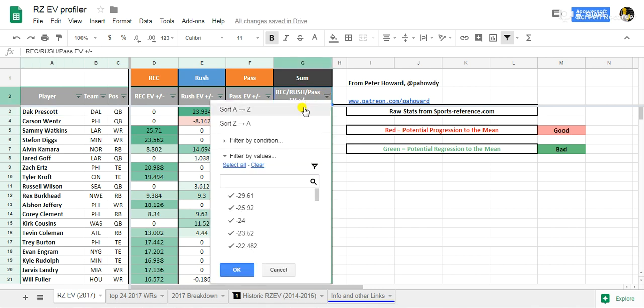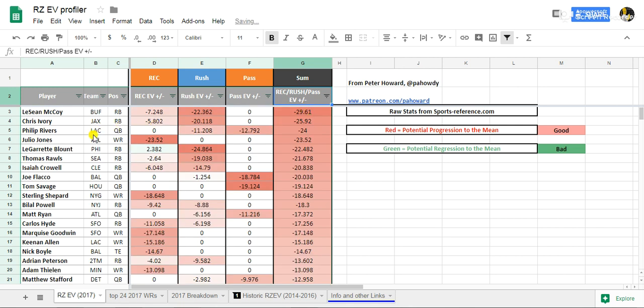If we look at his 2017 overall number here, where's Julio? Right here. He's got a minus 23. He should have had 23 extra points based on his opportunity in the red zone in 2017. So that would mean he's due some regression.